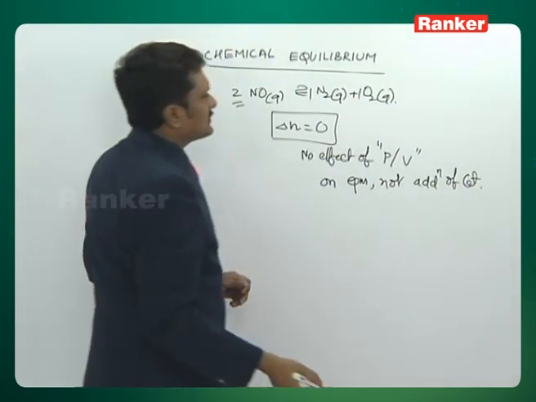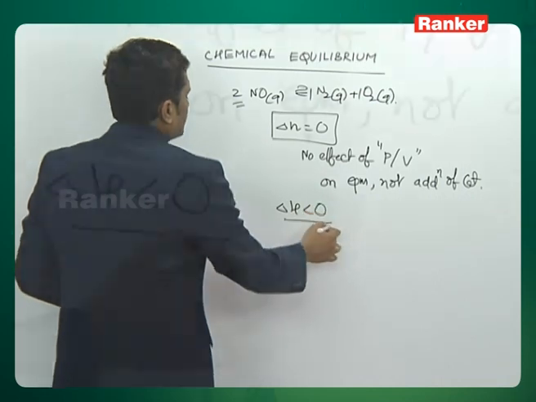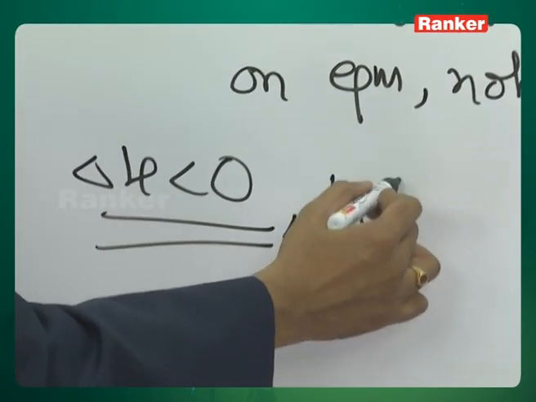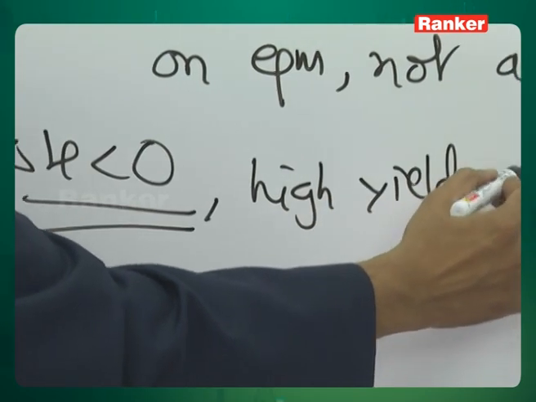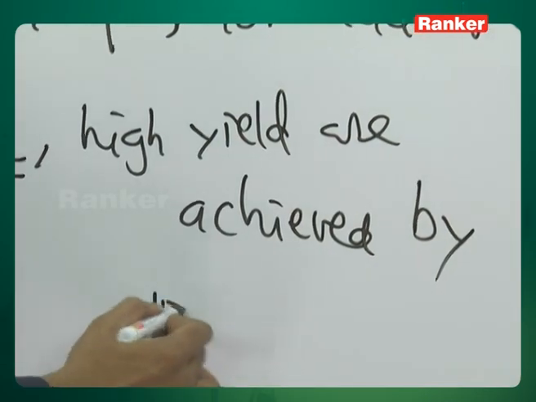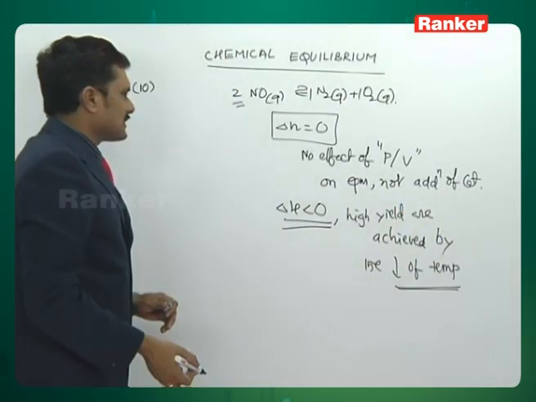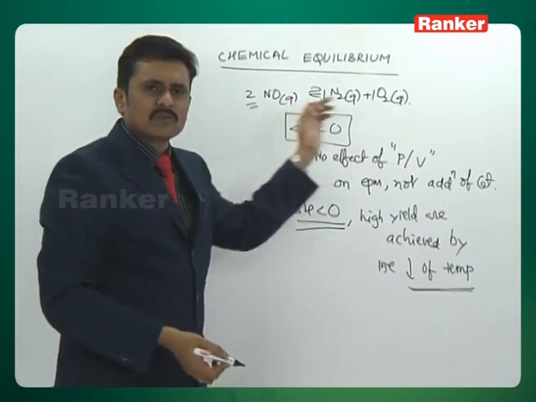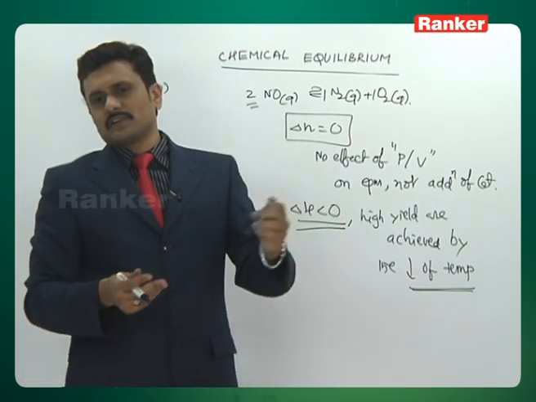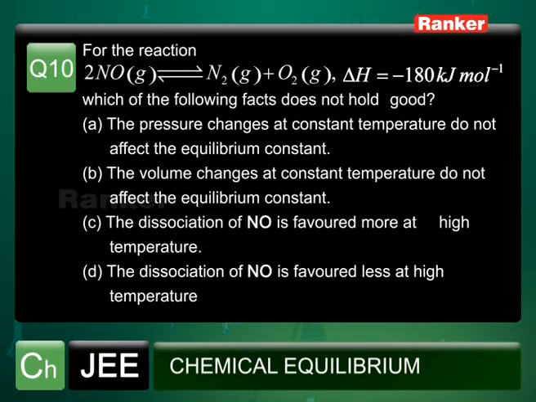The only thing that would influence this equilibrium, because it is given that this reaction is an exothermic reaction, so high yield of this reaction is achieved by the decrease of the temperature. So when temperature is decreased, the equilibrium is going to move in the forward direction. So dissociation of NO is favored more at low temperature is the correct answer, and option C is the wrong statement, hence the correct answer for the given question.